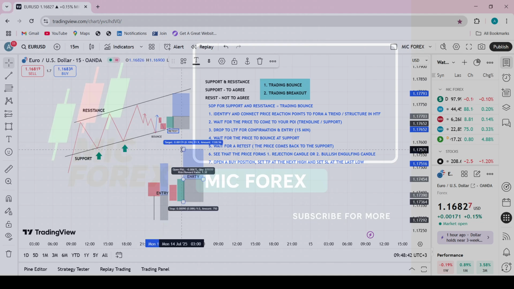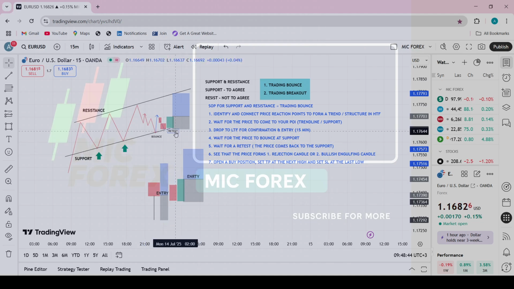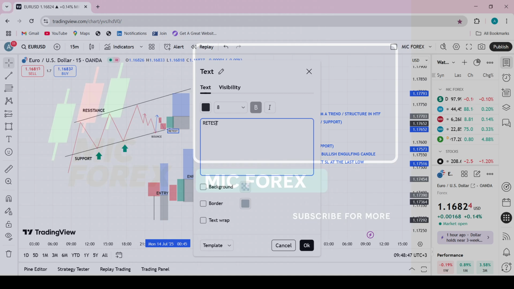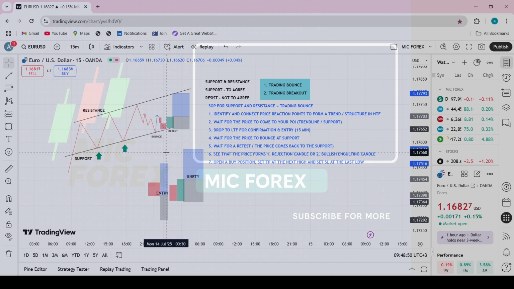Retest. How to write this in? Retest, like that. That is where the retest happens. So at the retest now, you wait, you drop to lower time frame.